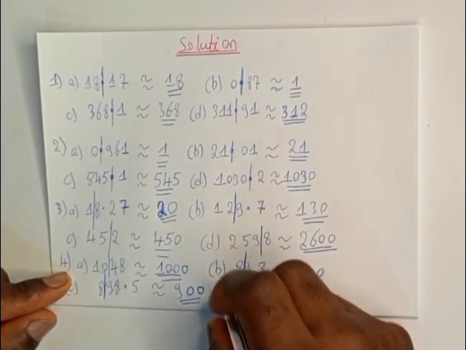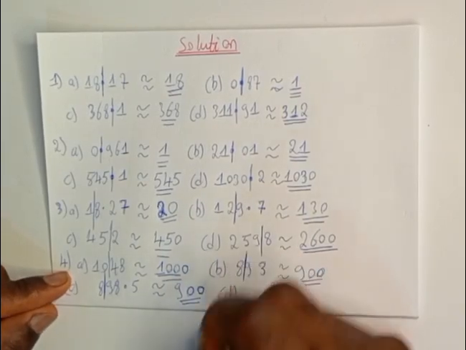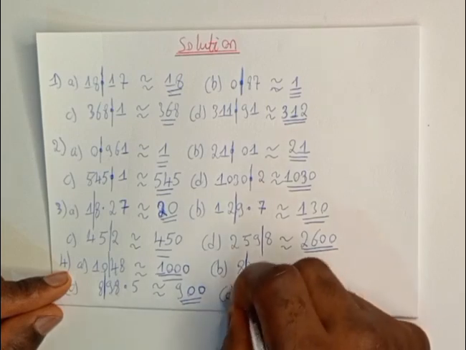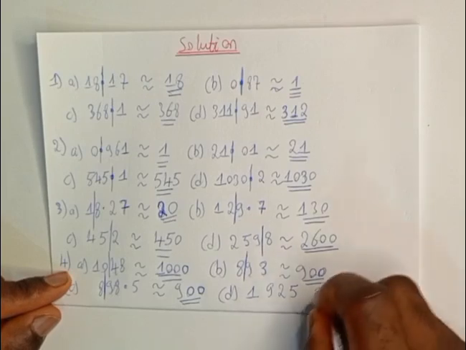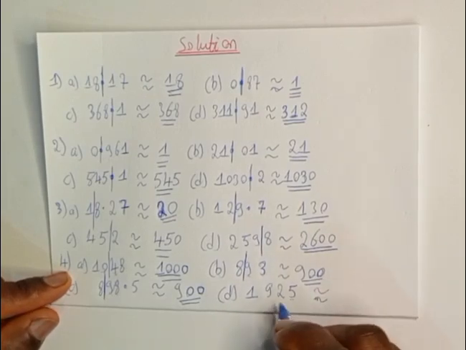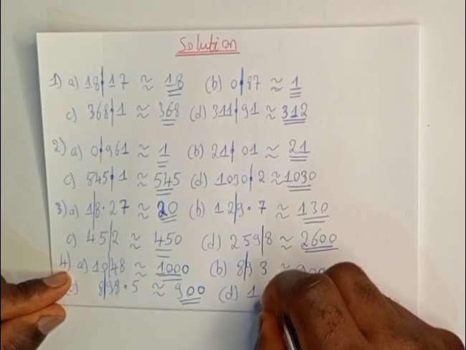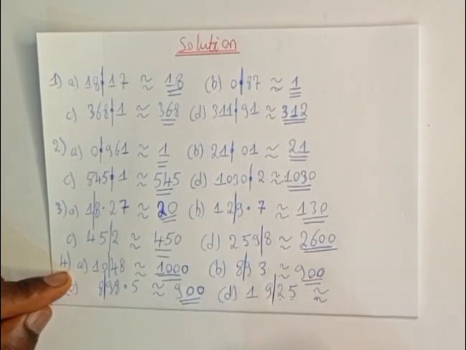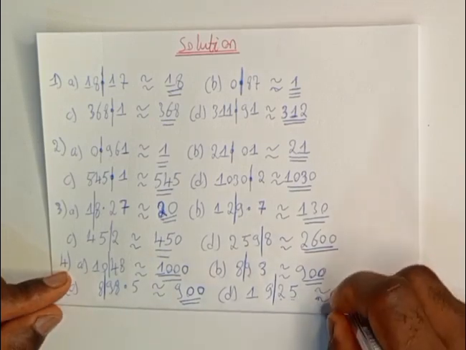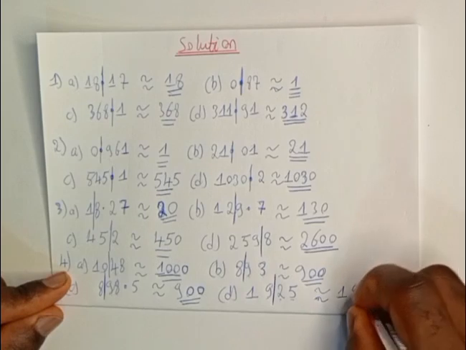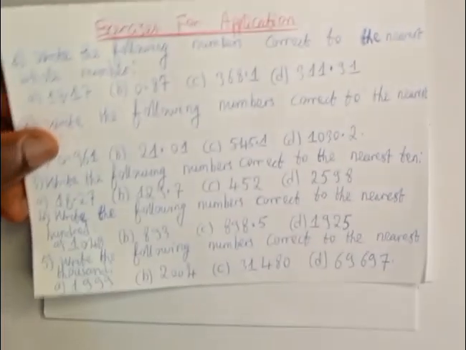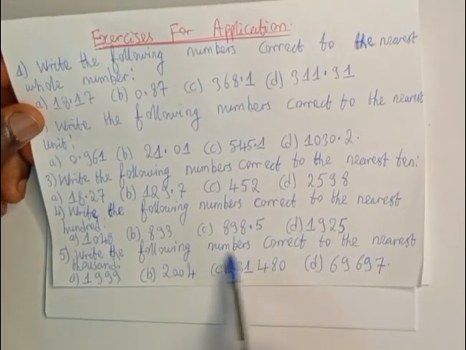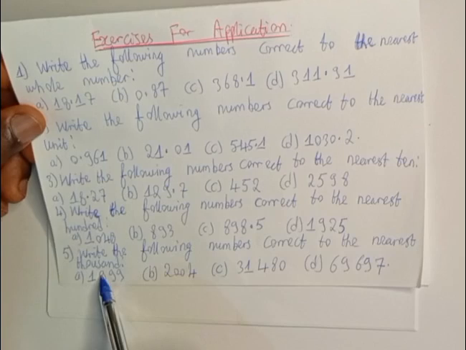For question D, we have the number 1925. This will be approximately, this is units, tens, hundreds. We round off between the digits 9 and 2. 2 is less than 5. It is rounded down to 0. This will be approximately 1900. We move now to question 5. For question 5, write the following numbers correct to the nearest thousand.